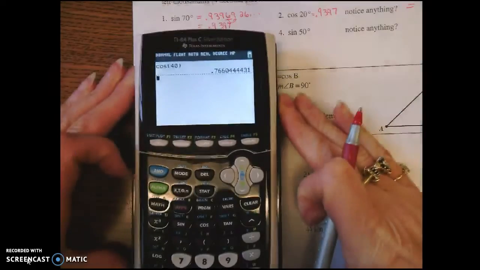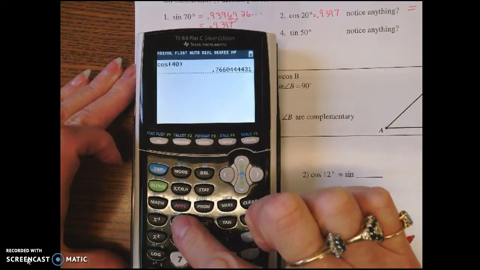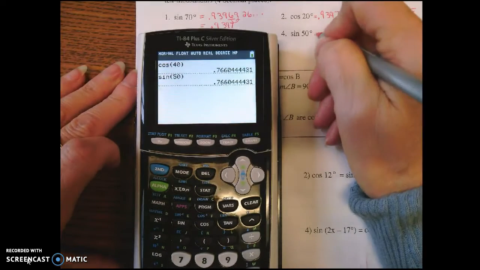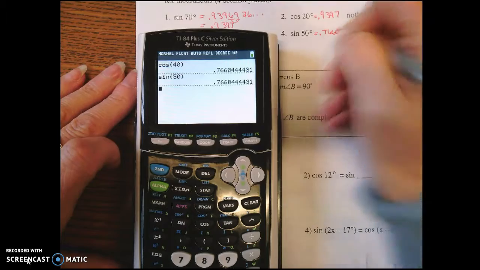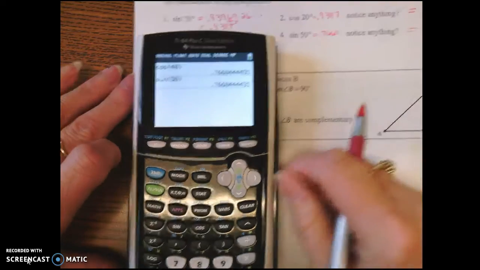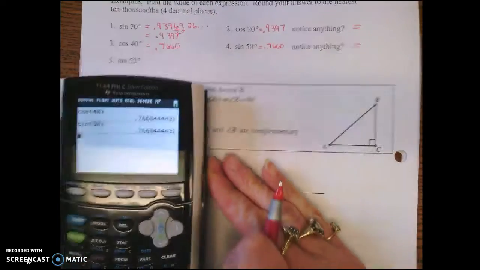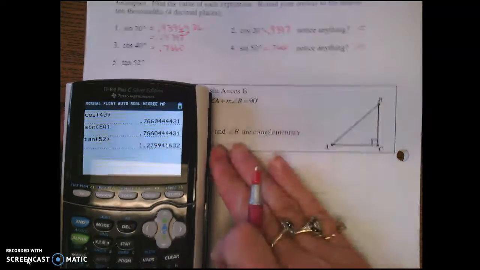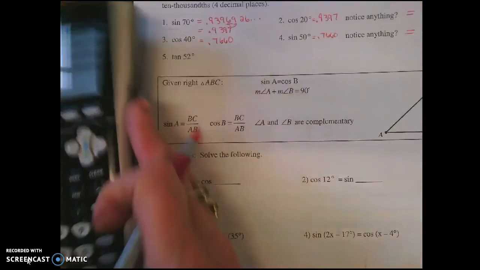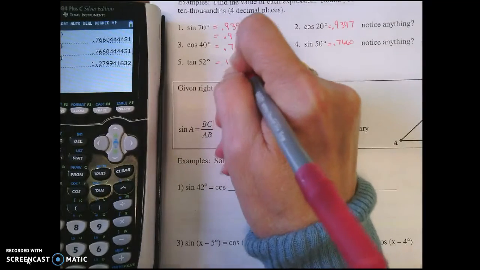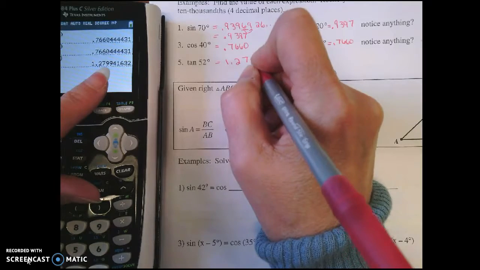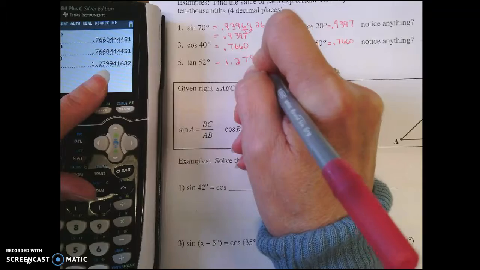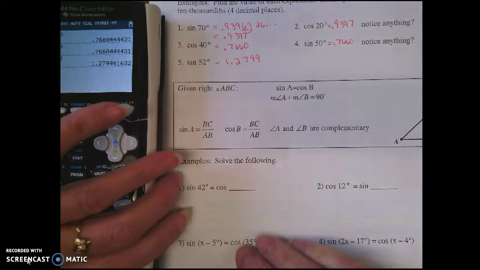Now let's do number 4, sine of 50. Now I'm pressing the sine button, type in 50. Look at that! 0.7660. Do you notice anything? Those are equal. All right, one last one. What about just tangent of 52? Now, tangents are decimals that are usually bigger than 1. So 1.279. I'm going to make a decision about this 9. So I'm looking at the 4. The 4 tells me to leave that 9 alone.